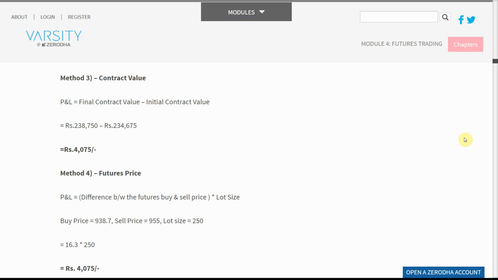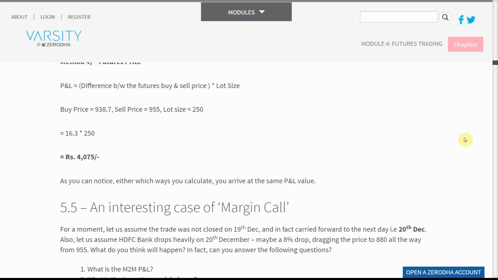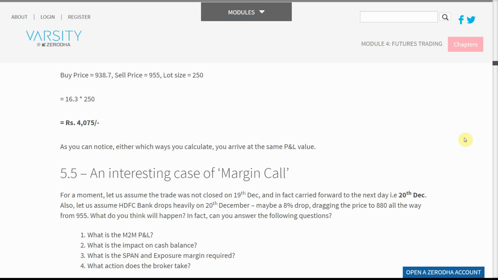Method 4. Futures price. P&L equals the difference between the futures buy and sell price, times lot size. Buy price equals 938.7. Sell price equals 955. Lot size equals 250. Equals 16.3 times 250, equals Rs. 4,075. As you can notice, whichever way you calculate, you arrive at the same P&L value.